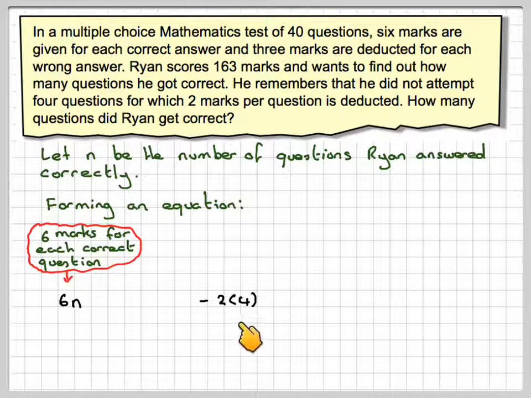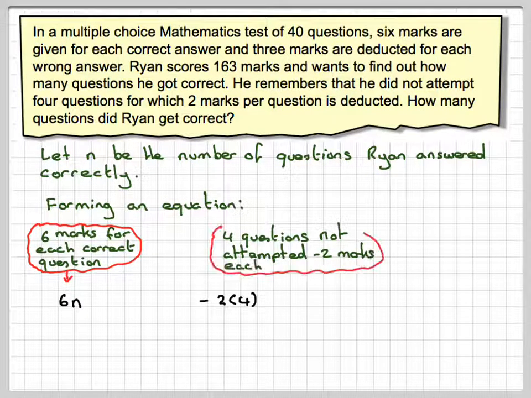Now that means 4 questions he didn't answer out of the 40. That means there's 36. There's 36 minus n that he answered incorrectly. Let's just go through that again. There are 40 questions altogether. If you got 6n right, and then we have to take away another 4 questions from the 40, that means he's got 36 minus n incorrect.